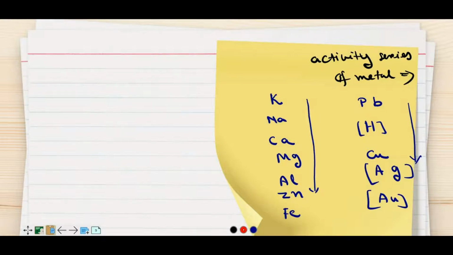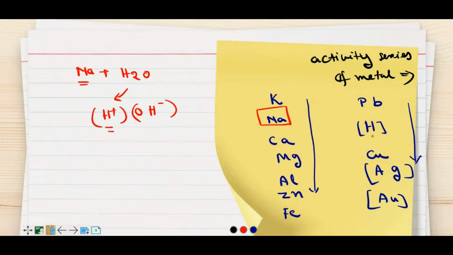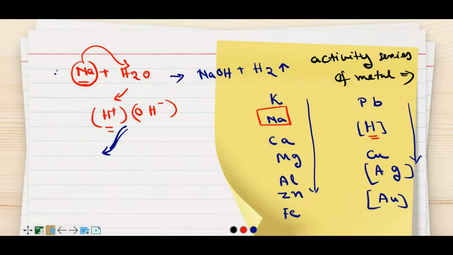How does it work? Imagine we use sodium in water. Water has a cation part, that is H plus, and an anion part, that is OH minus. Considering sodium and hydrogen, sodium is highly reactive because hydrogen is placed below it. As a result, sodium will replace the hydrogen and form sodium hydroxide, and the hydrogen will be released as hydrogen gas. Balancing the reaction, this is 2Na plus 2H2O giving 2NaOH plus H2. Fair enough?